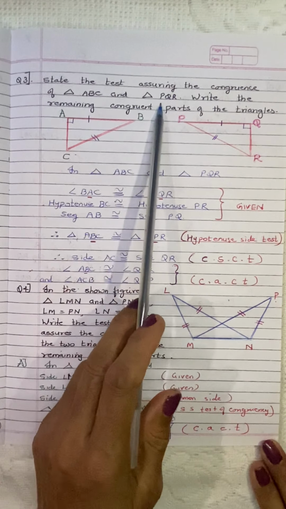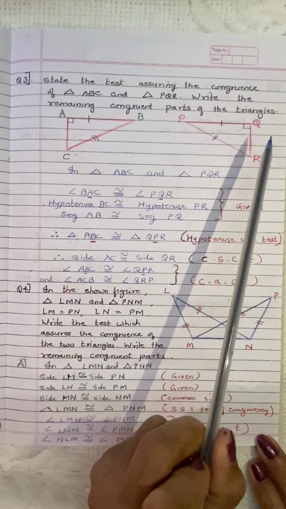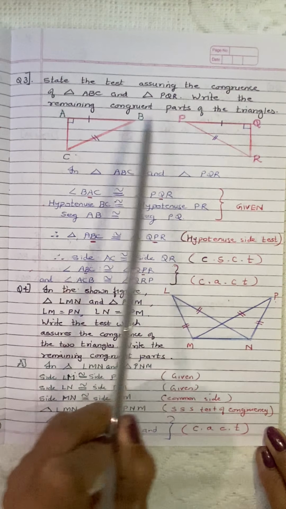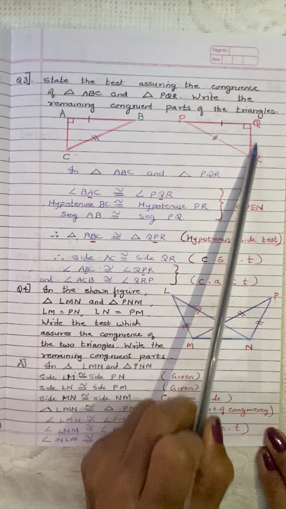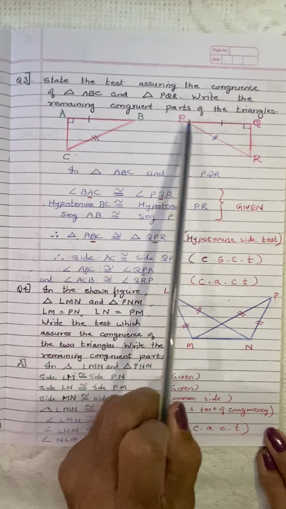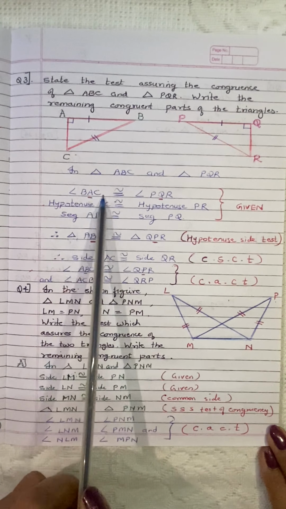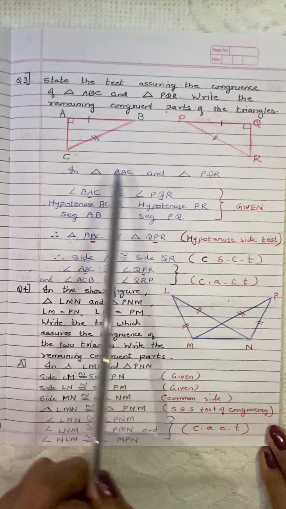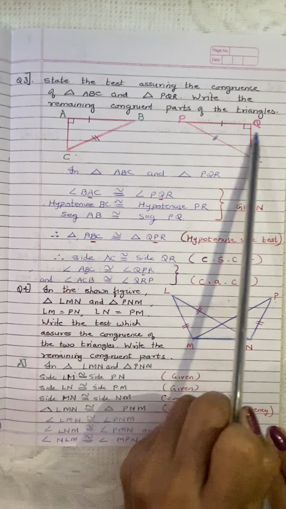State the test assuring the congruence of triangle ABC and PQR. Write the remaining congruent parts of the triangles. If you look at these two figures, triangle ABC and triangle PQR, they are right angle triangles, right? In triangle ABC and triangle PQR, angle BAC and angle PQR are congruent, the vertex A and this are right angles.